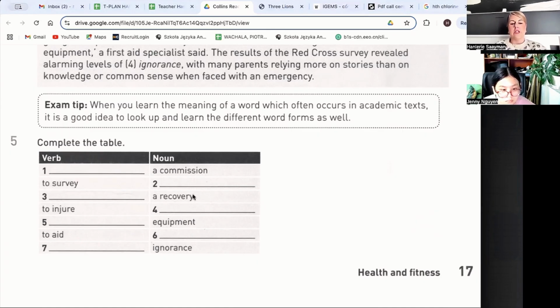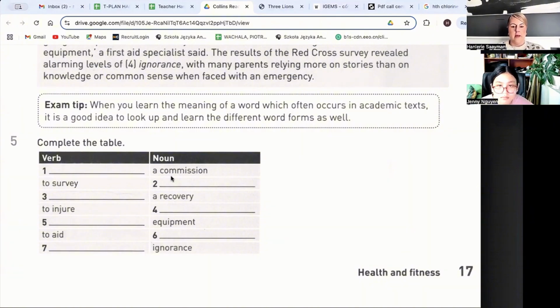To survey, then we need to find the noun. And then we need to find a verb for a recovery. To injure, we need to find the noun for to injure. Equipment, we need to find the verb. To aid, we need to find a noun. Ignorance, what would be the verb? So let's start with commission. What's the verb for a commission?